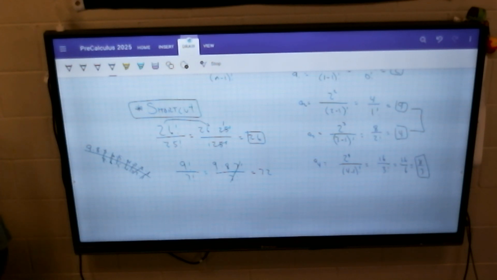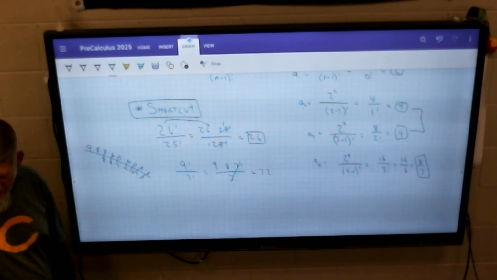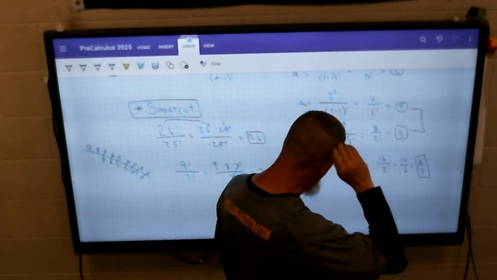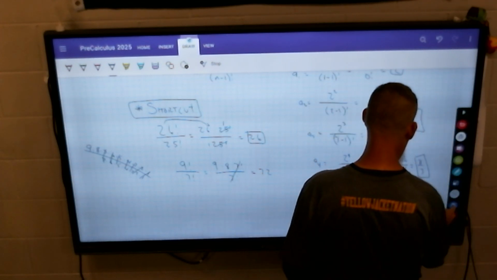Okay, let's actually grab a calculator real quick. You can use either one, the blue one or the yellow one. I'm going to show you the yellow though. It's a little more complicated.